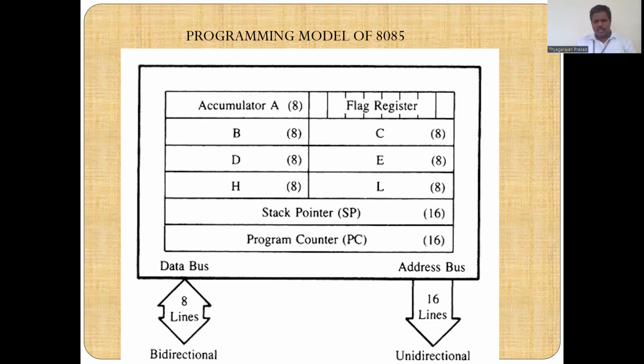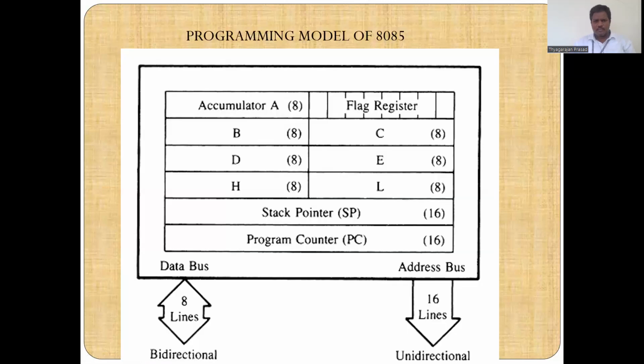The data bus has 8 lines and is bidirectional. The address bus has 16 lines and is unidirectional. The address lines are 16 lines; we have D0 to D7 and A0 to A7. Basically, the address bus is a combination of data lines and address lines. Here we are using registers.